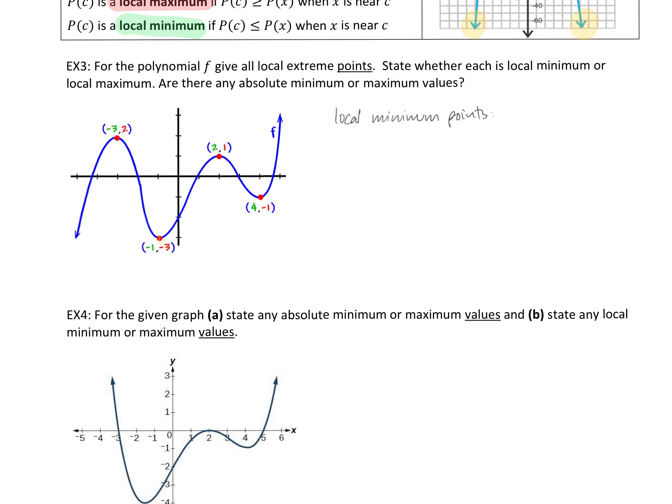We have this one. Oops, let me change to a highlighter. This local min and this local min. So let's go ahead and write those local minimum points. (-1, -3) and (4, -1).